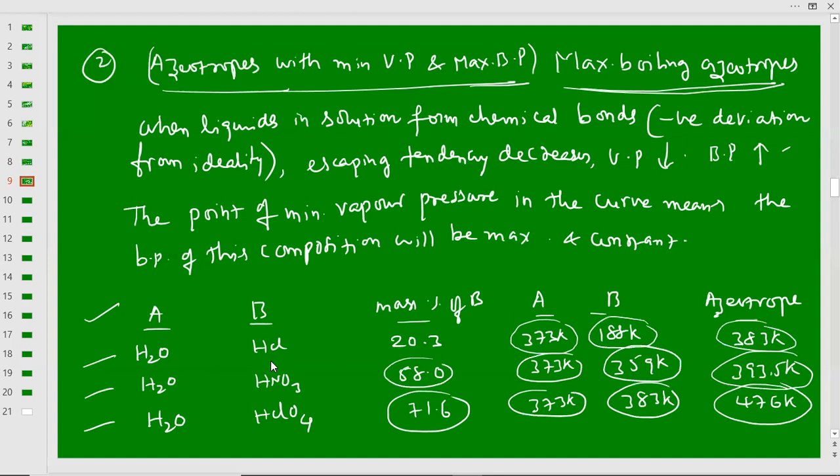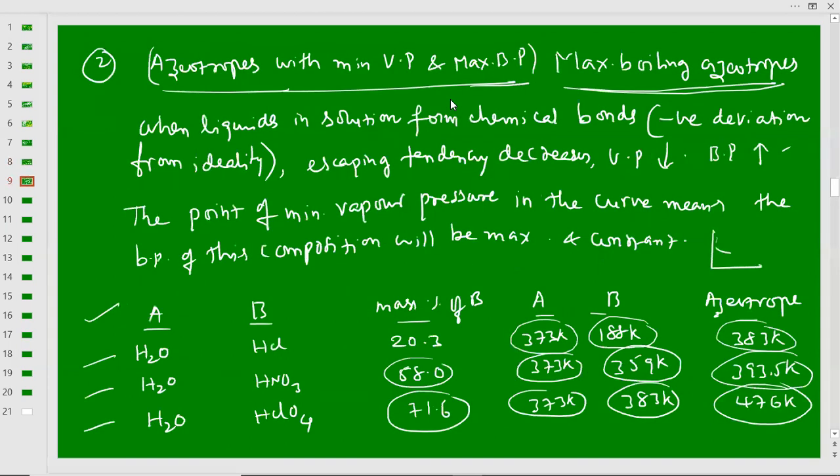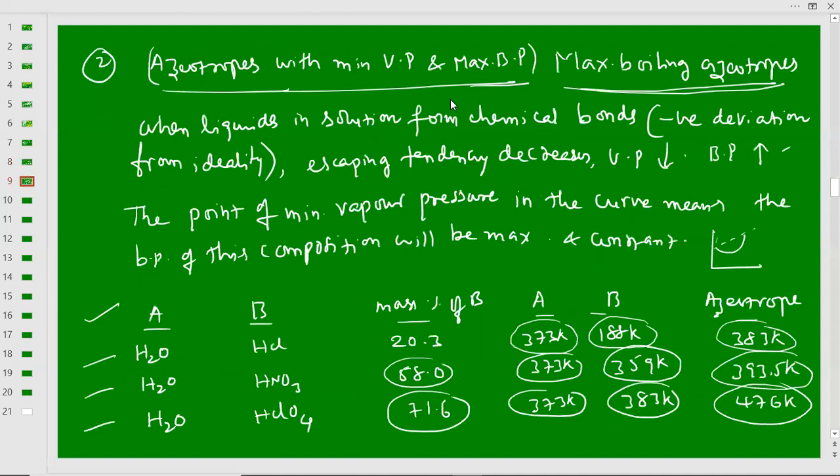So what we have noticed here is positive deviation. What is the meaning of positive deviation? It means the curve will come like this. Negative deviation means the curve will come downwards in the graphical representation. Ideality is different and this curve is different. Now we'll check with another interpretation. Hope you understand these azeotropic mixtures.